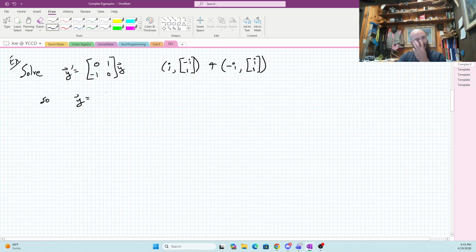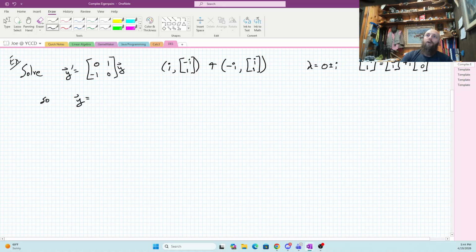So y should be, well, I need to find my pieces. Let me think about my lambdas. My lambdas are 0 plus or minus I, right? And I just need to rewrite one of these. So I'm going to rewrite negative I and 1 as the vector 0, 1 plus I times the vector negative 1, 0.